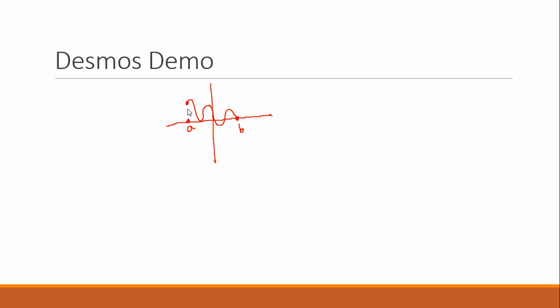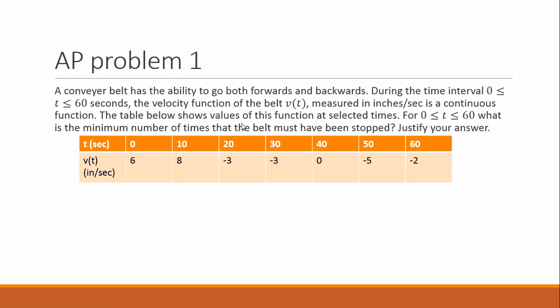So I pick any value. Let's say I want to pick this value right here. I can see I've got it right here and here and here. So it's really quite obvious. If the function is continuous, you're not actually going to miss any values. Okay. So let's have a look at an AP problem.